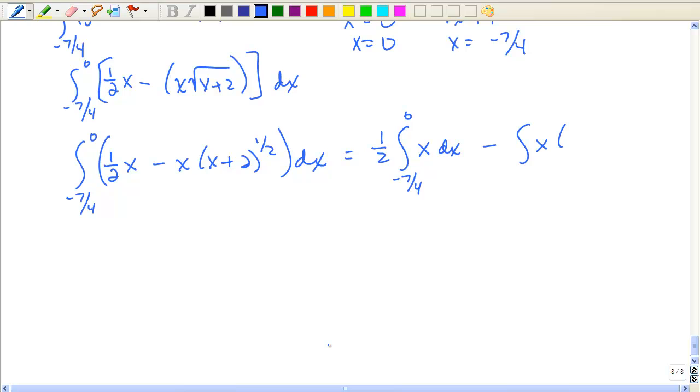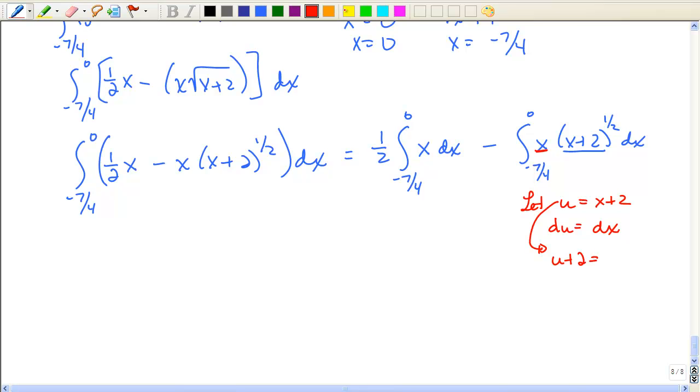It is this function that looks somewhat difficult to me. So I have something raised to a power. I'm thinking I might need u substitution. So if I let u equal to x plus 2, then du is dx. But I've got this x out here. That looks kind of scary. So let me take this, and what if I solve for x? So u plus 2 is equal to x.